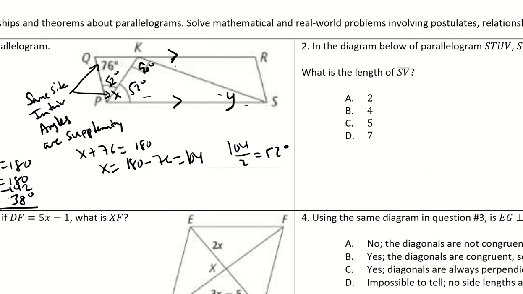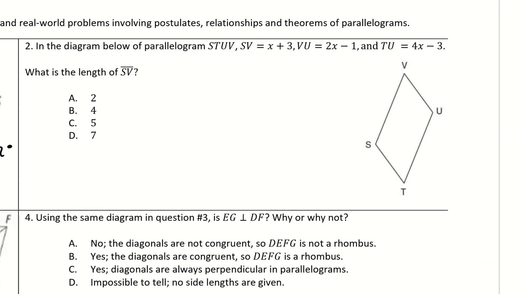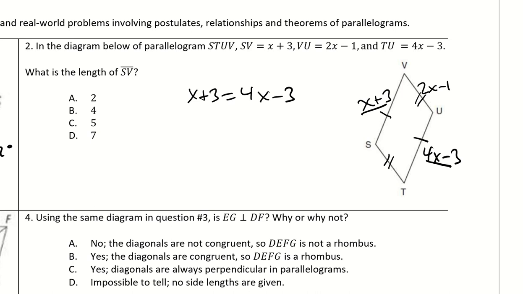All right. For the next problem, number 2, in the diagram below, they give you SV, which is x plus 3, VU, which is 2x minus 1, TU, which is 4x minus 3. And so we know that for a parallelogram these opposite sides are congruent, right? And so we can only say that SV is equal to TU. So we're going to set these two equal to each other, and we'll solve for x.